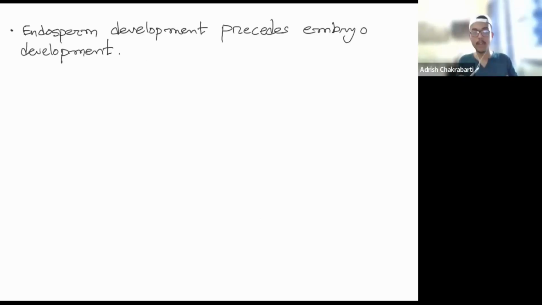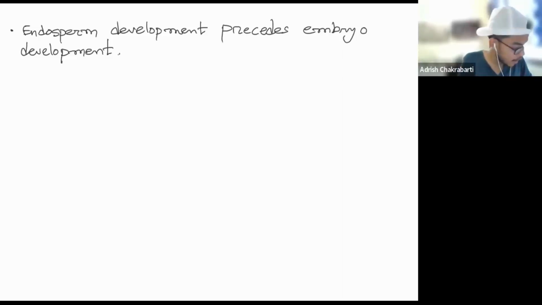Okay, so I have mentioned this point. Let me just write it. Endosperm development precedes embryo development. The only reason being the function of endosperm is to provide nourishment to the embryo. So when the embryo is growing, for its optimal growth we require the presence of endosperm. That's why endosperm development occurs before embryo development.